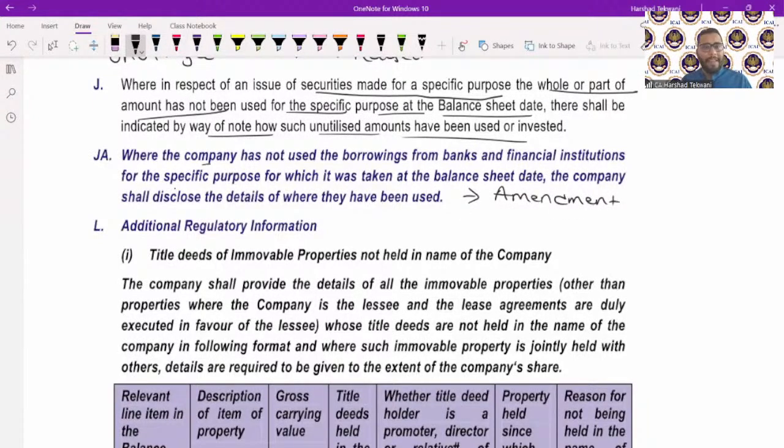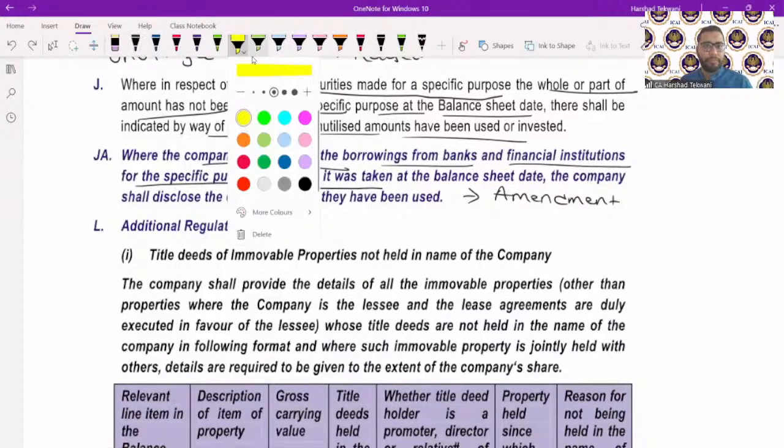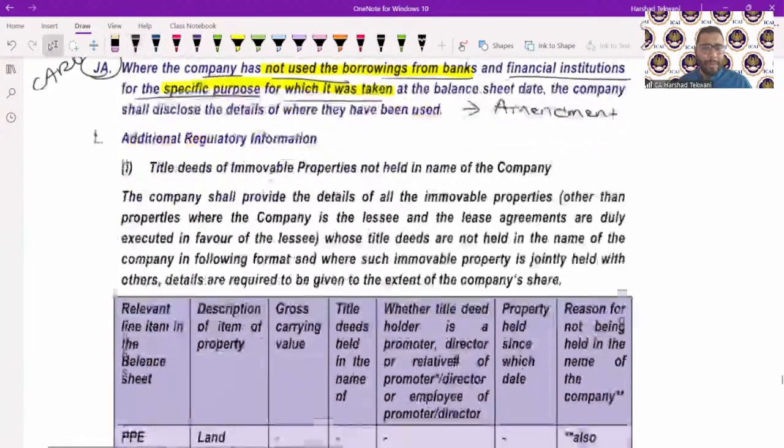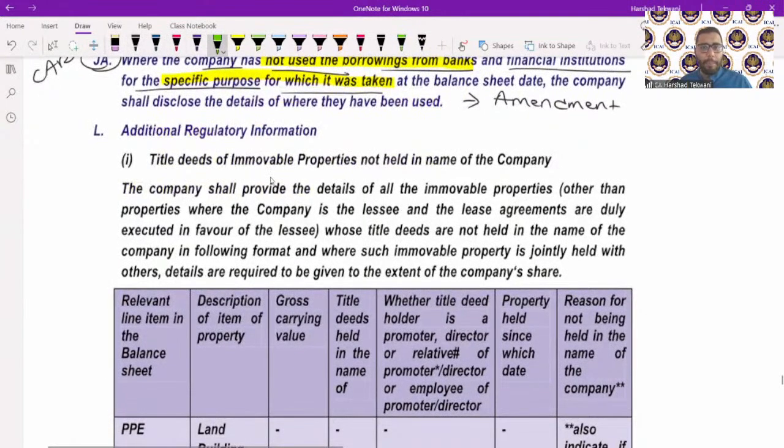Again, this talks about where the company has not used borrowings from banks or financial institutions for the purpose for which they were taken. If the company has not used the borrowings from banks for the specific purpose for which they were taken, then the company needs to provide the disclosure, and the auditor will provide disclosure in CARO.